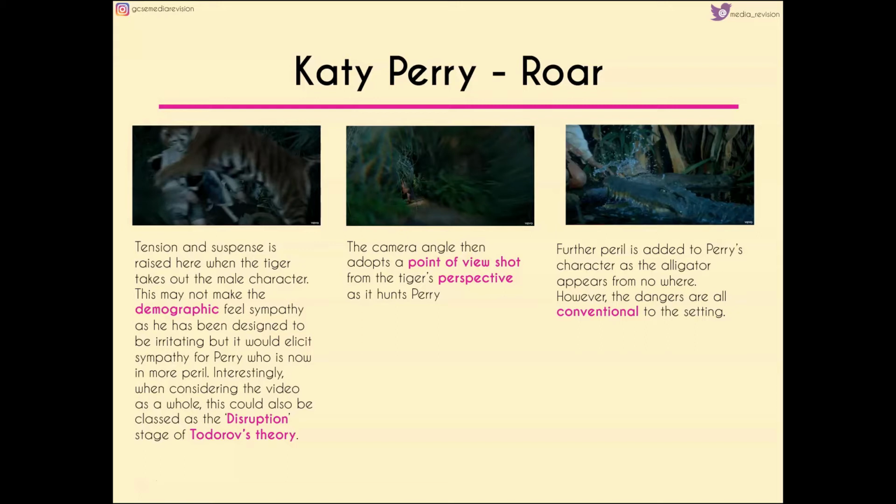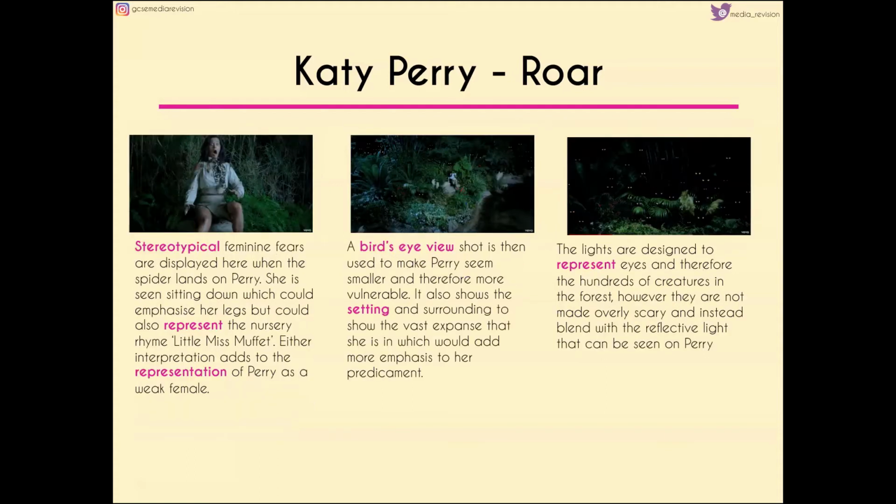Again, when we consider the video as a whole, this could also be classed as the disruption stage of Todorov's theory. Now, the camera angle adopts a point of view shot where we're almost put in the tiger's perspective as he's hunting Katy Perry. And we add to this peril when we see characters like the alligator who appears from nowhere, but all of these dangers are conventional to the jungle setting.